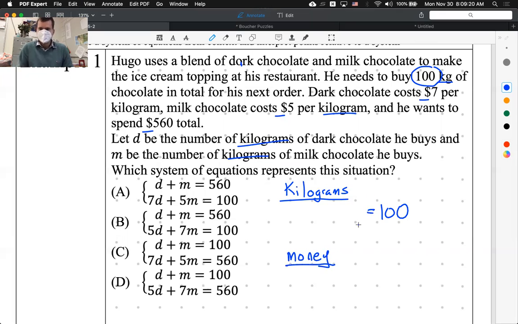So, it says Hugo needs to buy 100 kilograms in total. So that's the total amount. Well, what two things should add to 100? Look at your variables. Do we need to convert the variables at all, or can we just add them and be done with it? Reread this last paragraph on your own. Let D be the number. Reread that right now.